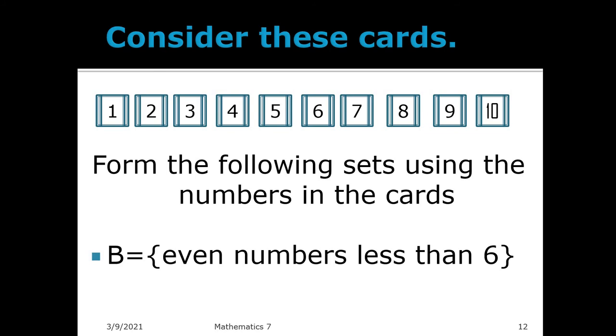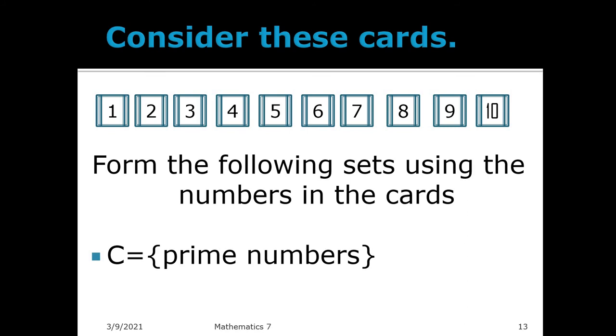Set B, we have even numbers less than 6. Is 6 included? No, because it states less than. Even numbers can be divided by 2. So we have 2, 4. So there are only 2 elements.